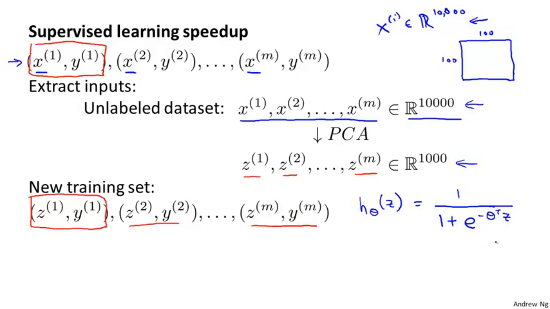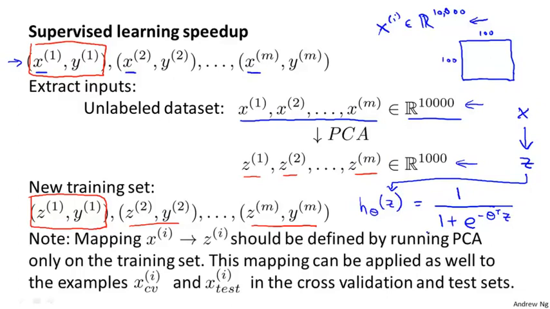And finally, if you have a new example, maybe a new test example x, what you would do is take your new test example x, map it through the same mapping that was found by PCA to get your corresponding z, and that z then gets fed to this hypothesis, and this hypothesis then makes a prediction on your input x. One final note: what PCA does is it defines a mapping from x to z.